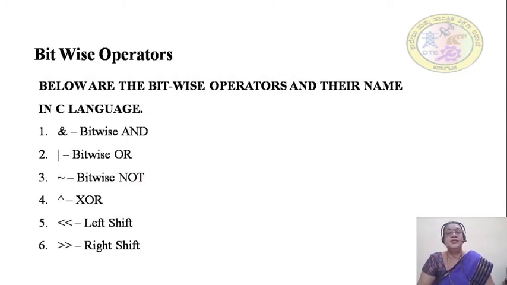Again, let us see the list of bitwise operators in C and their names. The & operator is called bitwise AND. Then the vertical bar, bitwise OR, tilde, bitwise NOT, XOR, << left shift, >> right shift bitwise operators.